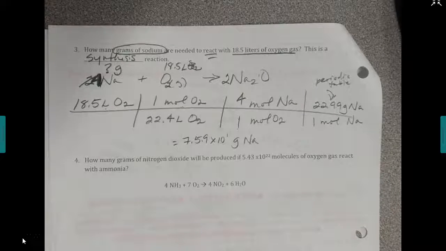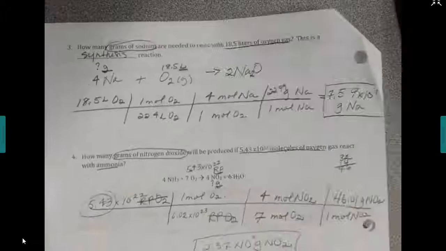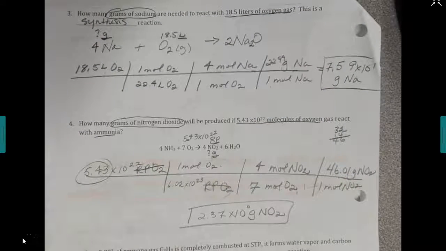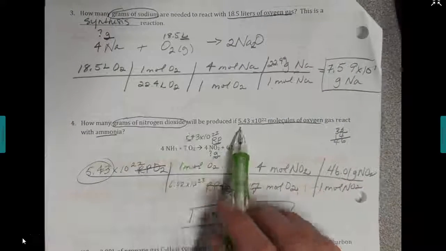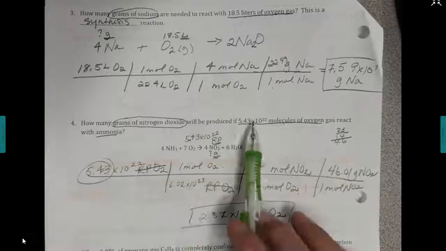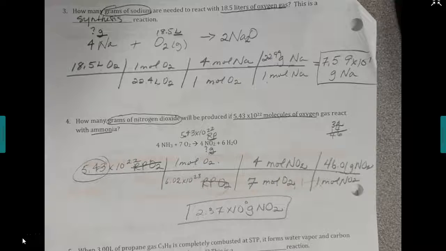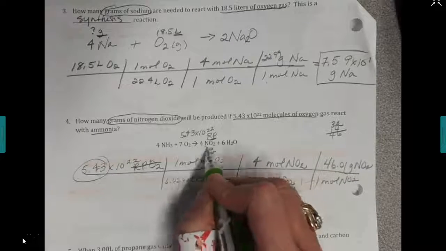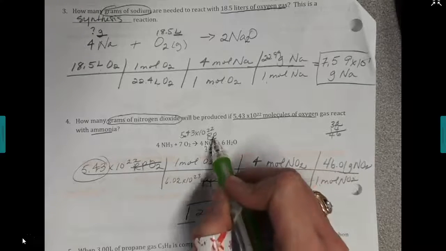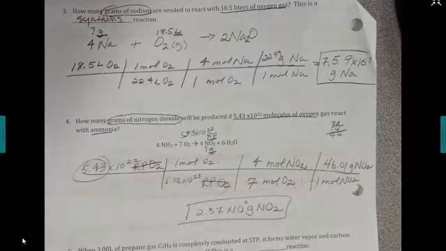Okay. So the next one is going to be here. How many grams of nitrogen dioxide will be produced if 5.43 times 10 to the 22nd molecules of oxygen gas react with ammonia? So you're going to set it up just like I told you. Here I had to put the grams underneath because this one ran over.